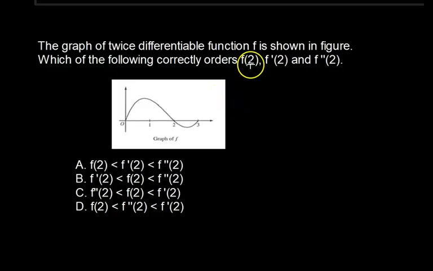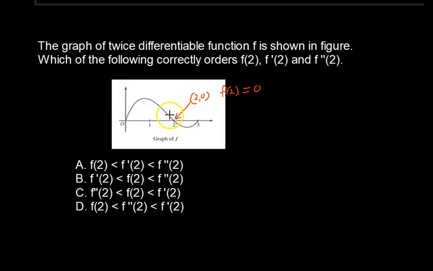We need to check the values of f of 2, f prime 2 and f double prime 2 and write them in correct order. So this is the graph of the function f. This graph tells us the y values of the function. So we need to look at the y value when x is 2. When x is 2, y is 0. Since this point is (2, 0), that means here we have f(2) equals 0.